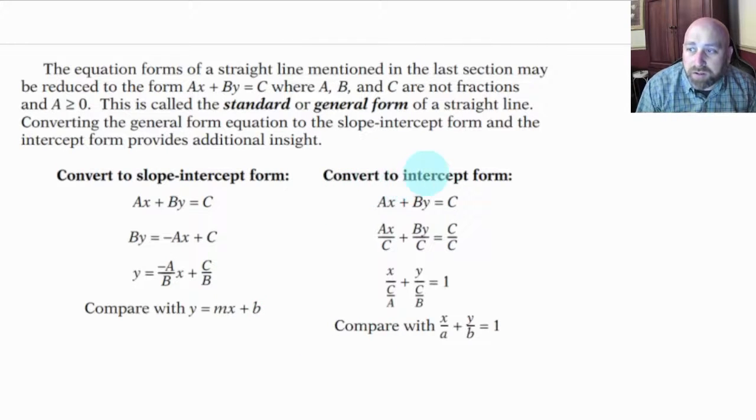Now we're converting to what's called intercept form. Remember, intercept form is where the C equals 1. We've done that. We had a problem, I think it was last lesson, where we actually had to do that. So we just divide everything by C, and then you end up with these fractions, and then you would simplify those fractions out if you can, and get X over A plus Y over B equals 1.